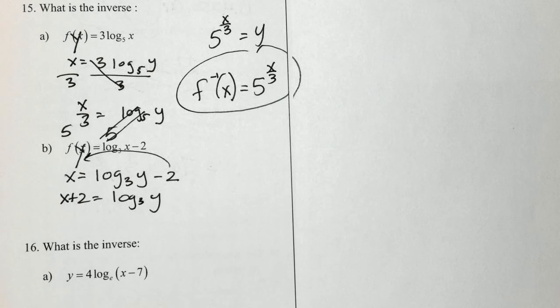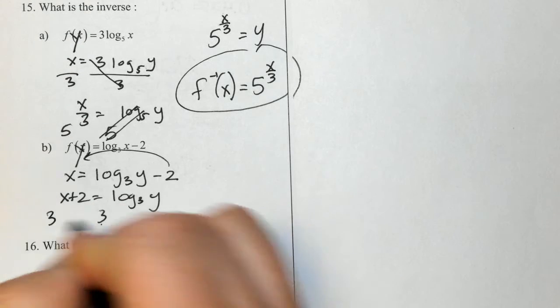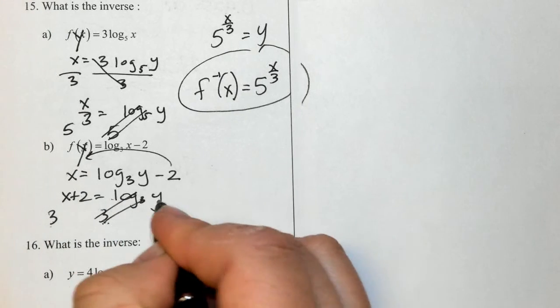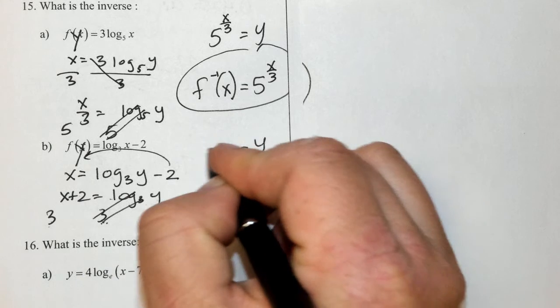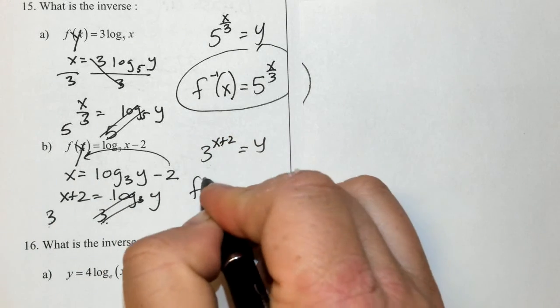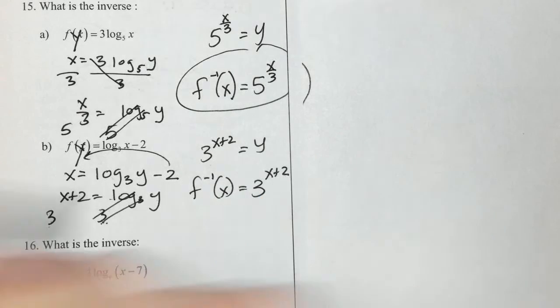So we need to remove the log base 3 and make it a base on both sides. As long as I do it to both sides, this is base, exponent, base, exponent. Now I have y by itself. 3 raised to the x plus 2. Again, the original problem was f of x, so I denote it as the inverse. 3 raised to the x plus 2.